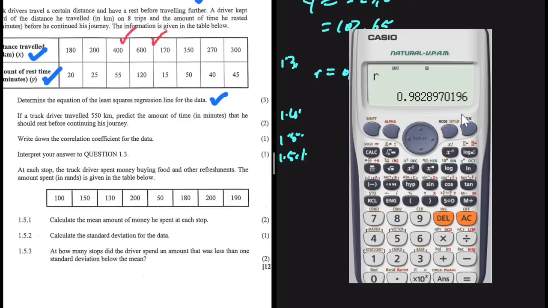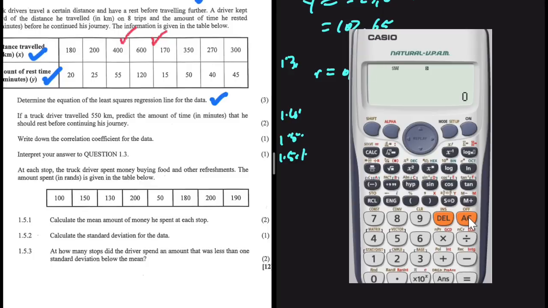So we press AC. Now we want to change our data. So we're going to press mode setup, and then we press 3 for test. And now we press 1 for one variable. We are only interested in one variable now. So we're going to have 100, 150, 130, 250, 180, 200, 190. Okay, and then we press AC.